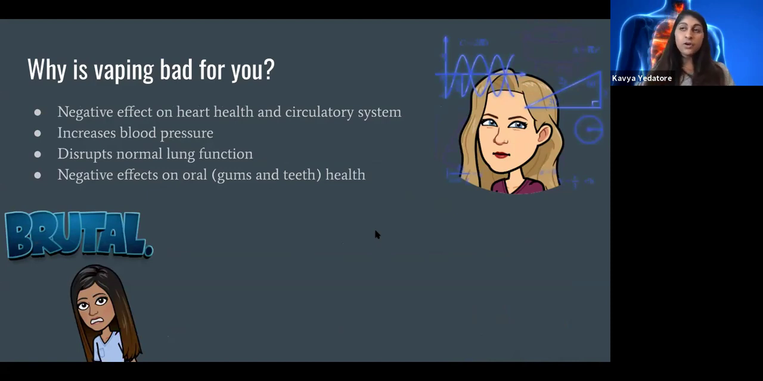If you vape and you've been vaping for a couple of years now and you wanted to go for a run, it's going to be hard. It's not going to be the same as it was 2 years ago before you started vaping. And then it can have negative effects on your gum and teeth health. It can make it yellow, it can make it gross, and you're just not going to look that cute anymore.